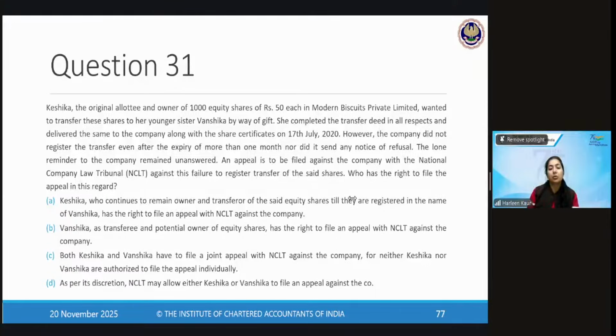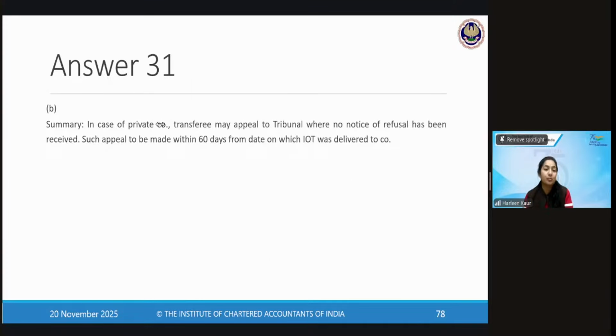Who continues to remain the owner till they are registered has the right to file the appeal. As a transferee, you have the right to file the appeal. Kashika and Vanshika have to file the appeal, or neither Kashika nor Vanshika is authorized. ऐसा तो कुछ था ही नहीं. As per its discretion, NCLT may allow either Kashika or Vanshika to file an appeal against the company. So B is the correct option. Private company transferee may appeal to the tribunal where no notice of refusal has been received, and it shall be filed within 60 days from the date of intimation.